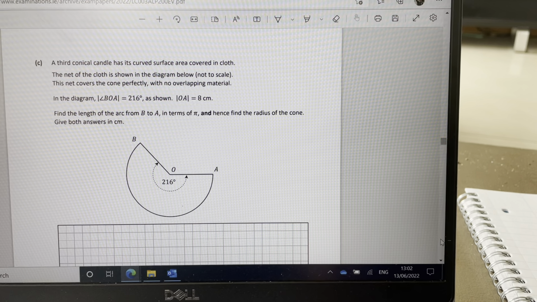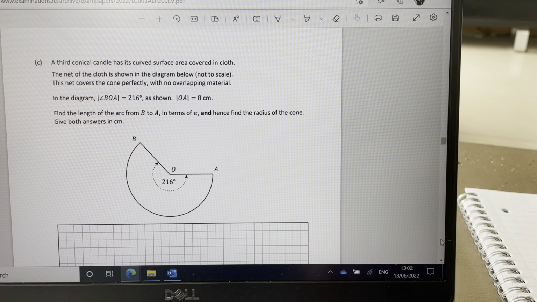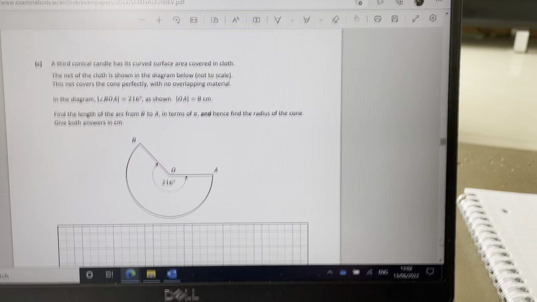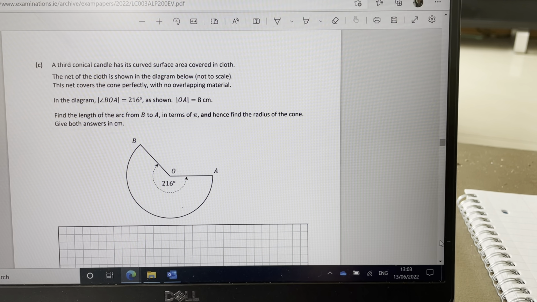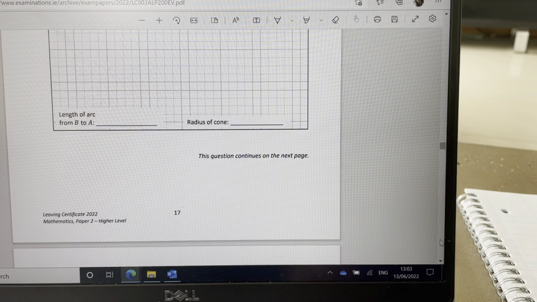Okay, length of the arc from B to A in terms of pi, hence find the radius of the cone. I'd say that will probably throw some people because you probably wouldn't have seen it since the Junior Cert, and that will probably be tricky for people, I'd say.